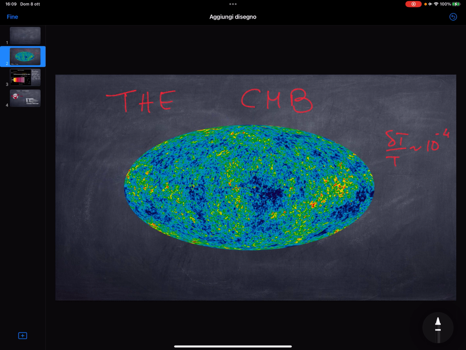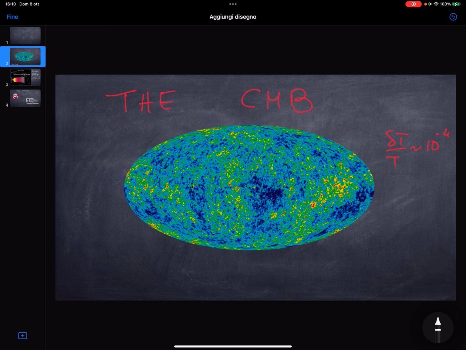So what we observe today is essentially a homogeneous and isotropic background of this radiation. However, we can observe very tiny fluctuations in the temperature spectrum. These tiny fluctuations are of the order of 10 to the minus 4. So they are very tiny, but they are present. But as I said, this represents one of the main observational achievements in the history of science.